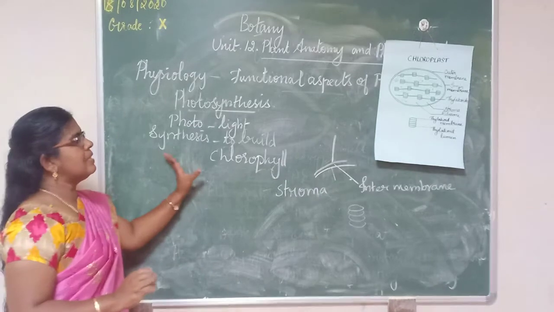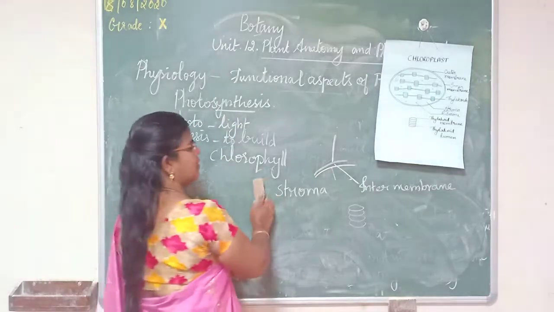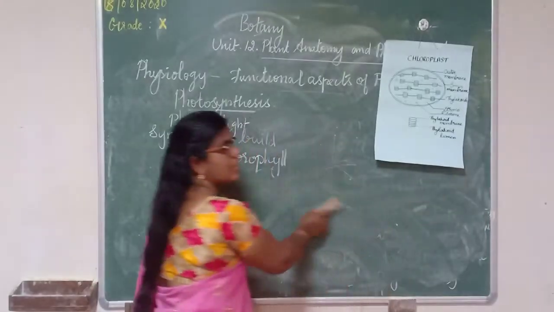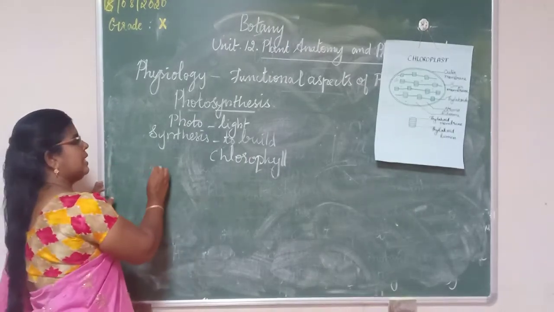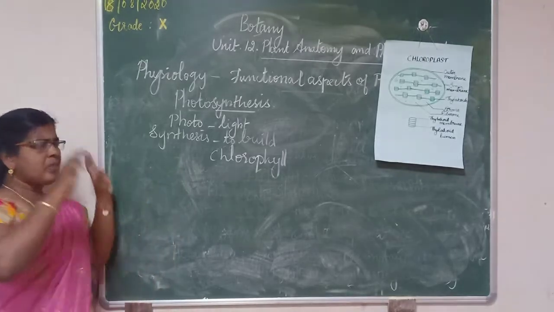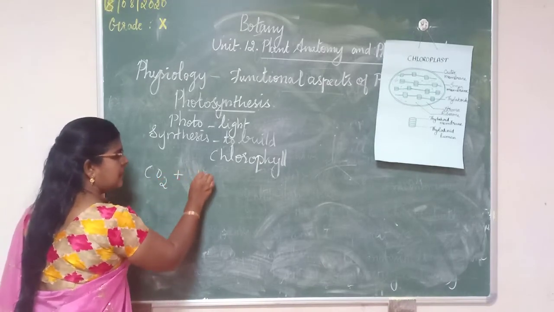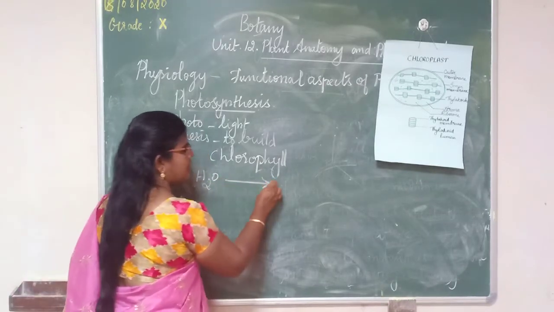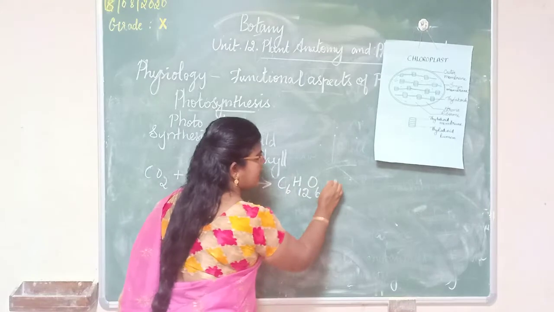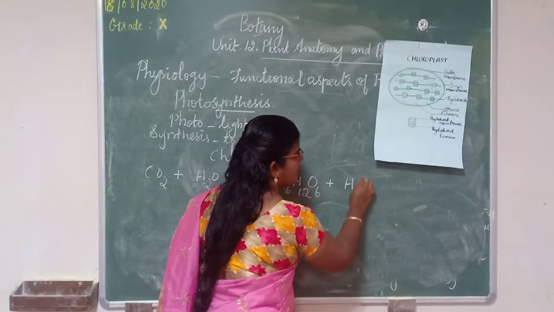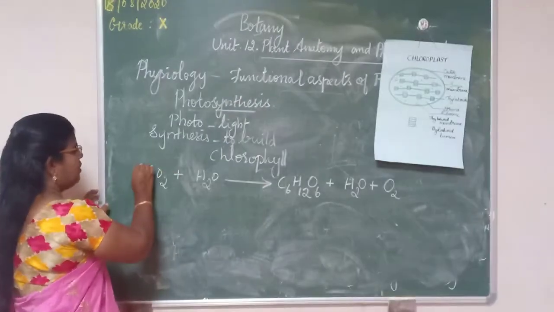Now this photosynthetic reaction: with the help of this chloroplast and the other required materials, plants prepare their own food. Now listen, the overall equation for photosynthesis is CO2 plus H2O yields C6H12O6 plus H2O plus oxygen. Then balance the equation.